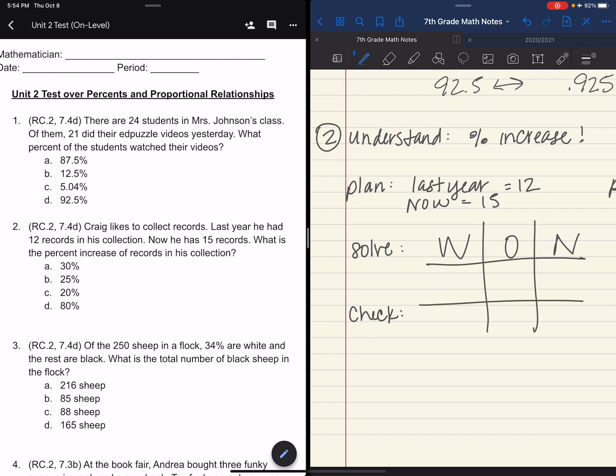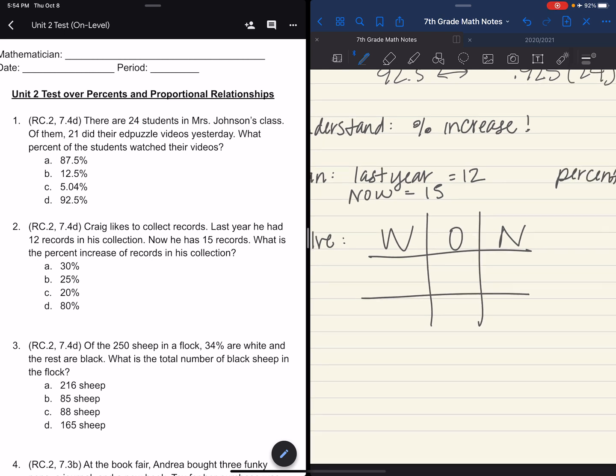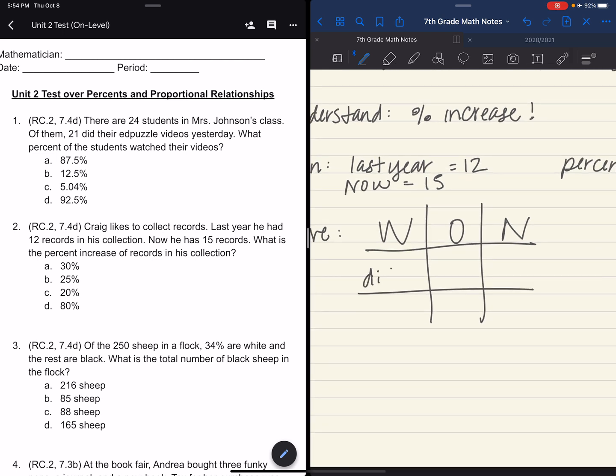See, this is why we don't write things out to begin with, because you might just have to erase it and move it later. So my words are difference over original. I'm going to abbreviate difference to DIFF, and I am going to write out the word original. I know that I'm looking for the percent, which is X over 100.